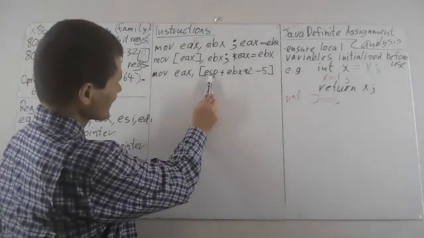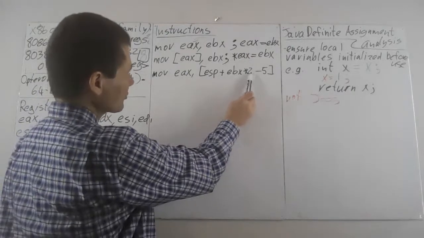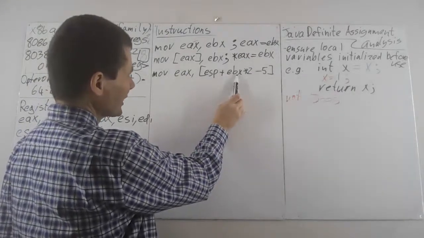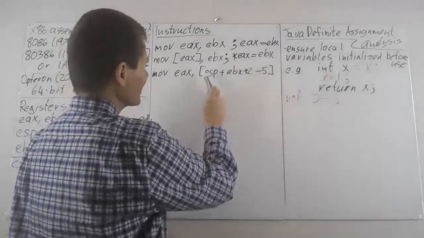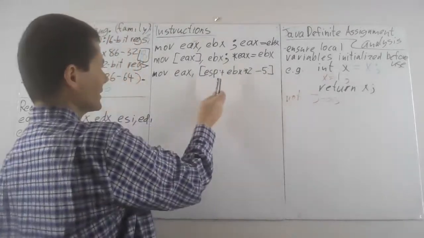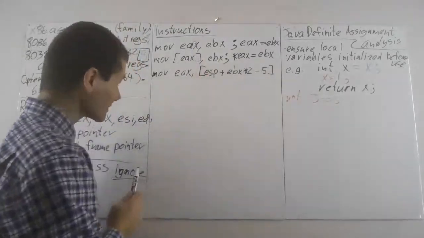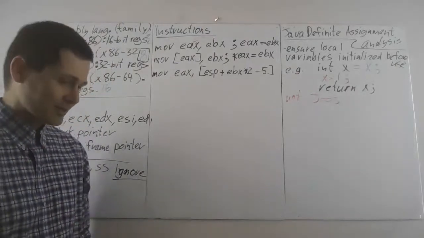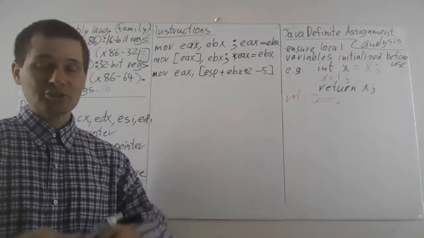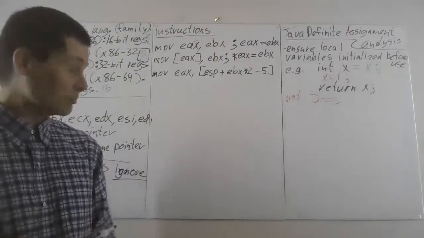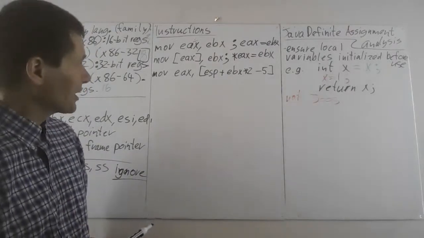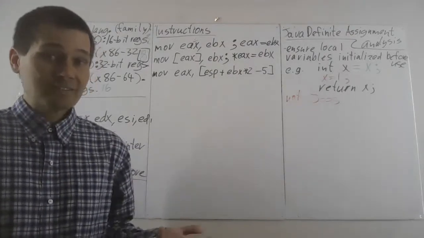It takes the stack pointer, adds 2 times whatever value is in EBX, subtracts 5, treats that whole thing as an address, reads from that address, and stores the result in EAX. Okay, so this is what I mean when I say there's a lot of things you can do with just the move instruction. It's not necessarily a good idea.